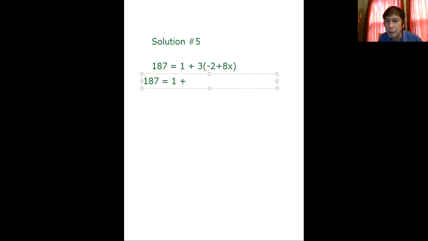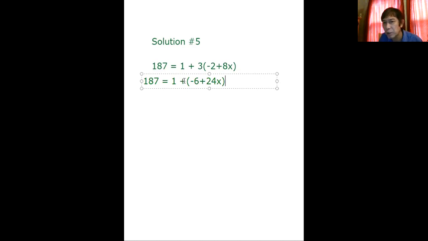plus, all right, here comes the distributive property. 3 times -2 is -6. So we're going to have here -6, and then 3 times 8. The 3 is positive, the 8 is positive. We have a positive 24x. Positive 24 and then x inside the parentheses, like that. So no more number 3. And so this is just plus this quantity.